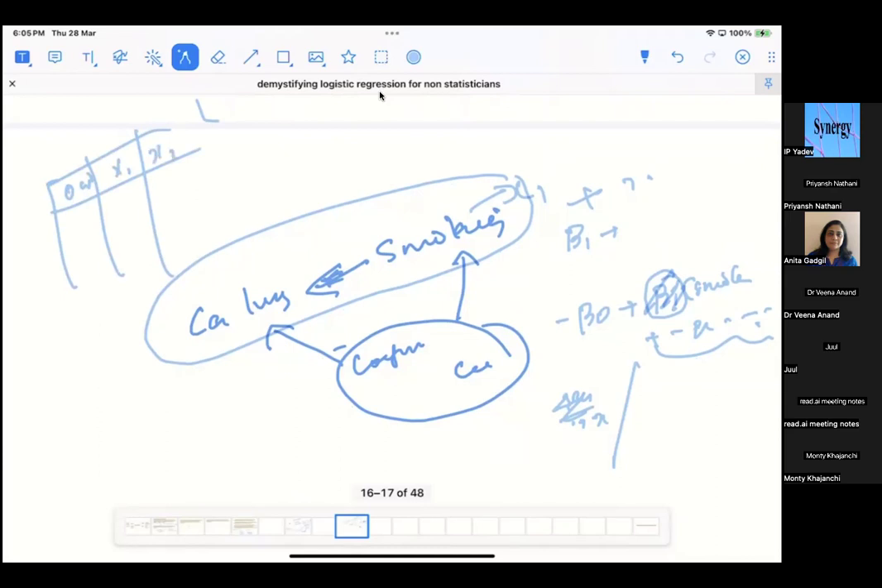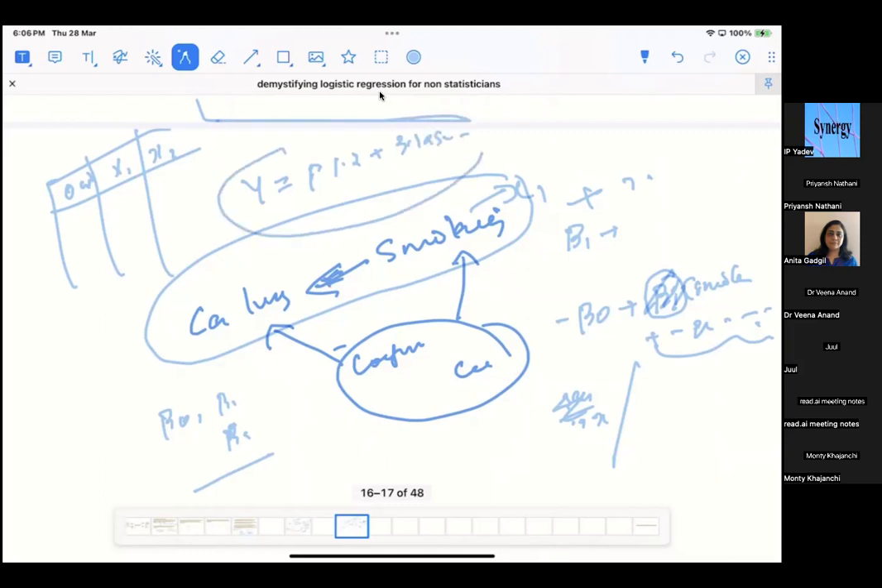Now you create an equation. From the logistic regression, you can calculate beta 0, beta 1, beta 2, etc. So you can easily derive a full equation: y is equal to some value, 1.2 plus 3.1 into smoking, or something like that. The purpose of the study in prediction modeling is to come up with the equation.